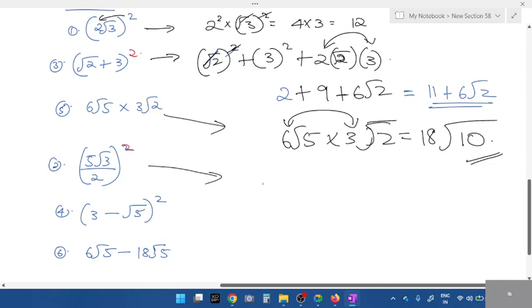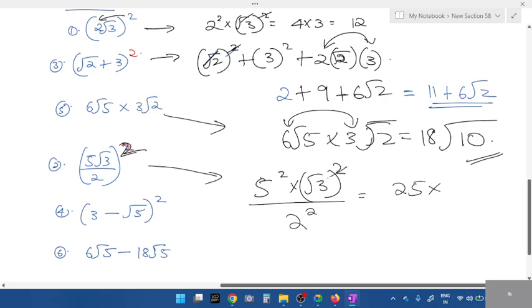Next one. Second question. Check the second question. There are three values. So the power 2 should get multiplied with all. 5 square into root 3 the whole square divided by 2 square. How much is 5 square, students? So root and 3 gets cancelled. 3 divided by how much is 2 square?